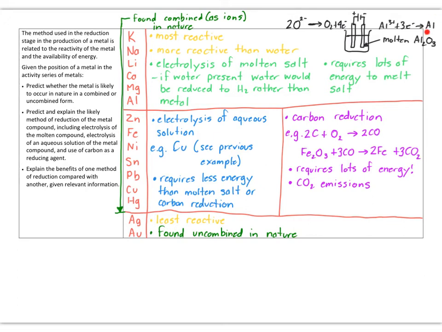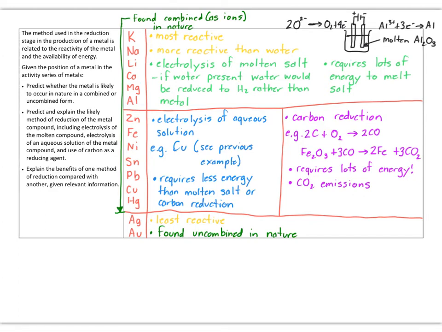So that would be how we produce our aluminium metal. Obviously, if water was present, we would get hydrogen formed at this electrode rather than aluminium. The problem with this process is it requires lots of energy to melt the salt. These have typically melting points of hundreds of degrees, up to thousands of degrees maybe in some cases. So it's a very energy intensive process to both melt the salt, then pump the electricity in to reduce it. However, for the reactive metals, that's what we need to do.